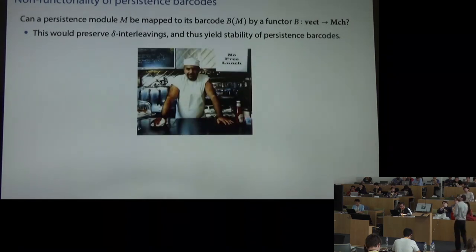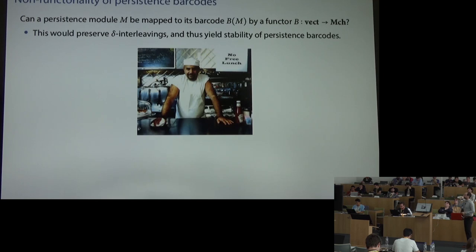So we would like to show this algebraic stability theorem using the same strategy, right? Passing from filtrations to persistent homology, we got for free because we know this is just applying the homology functor. Can we also do the same thing? Can we pass from a persistence module to its barcode by applying some magic functor that passes from vector spaces to matchings and maybe produces the barcode? And that would preserve interleavings. That would show us the theorem. But this guy said, no, there's no free lunch. And that would be a free lunch, apparently.